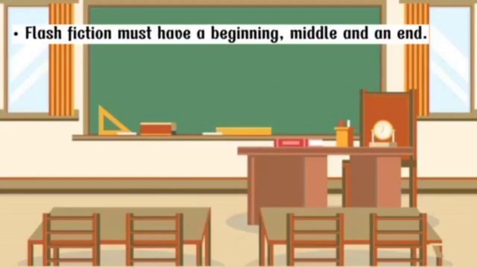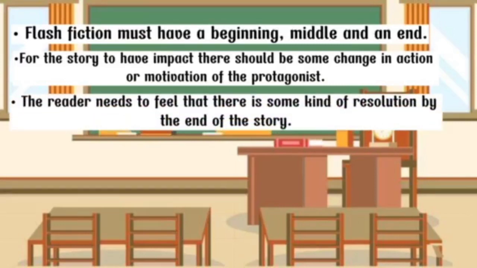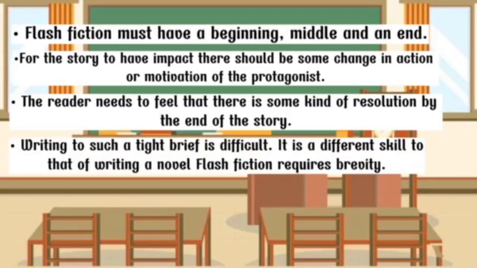Elements of flash fiction explained. Flash fiction must have a beginning, middle, and an end. For the story to have impact, there should be some change in action or motivation of the protagonist. The reader needs to feel that there is some kind of resolution by the end of the story. Writing to such a tight brief is difficult. It is a different skill to that of writing a novel.